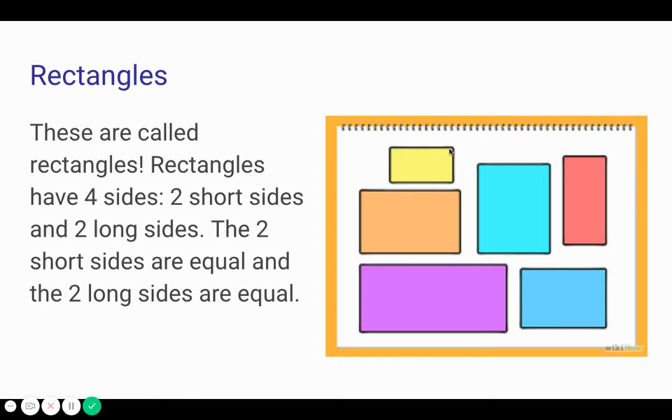Parallel means they go the same direction. So they go left to right, and that one goes left to right. They'll never touch. And then the short sides are also parallel to one another. They go up and down. They're vertical. They'll also never touch. So the 2 short sides are equal, and the 2 long sides are equal on every rectangle. So the 2 short sides here are equal, 2 long sides here are equal.